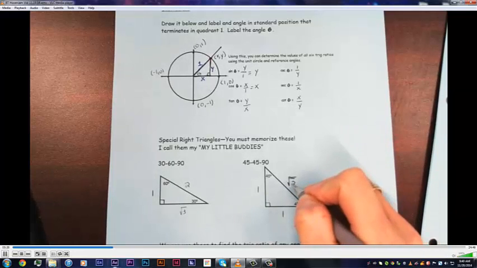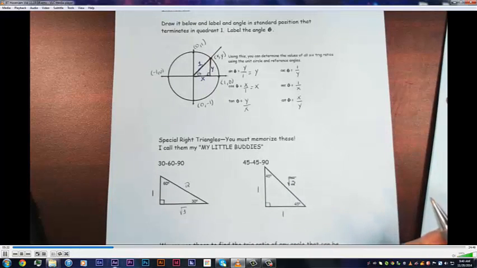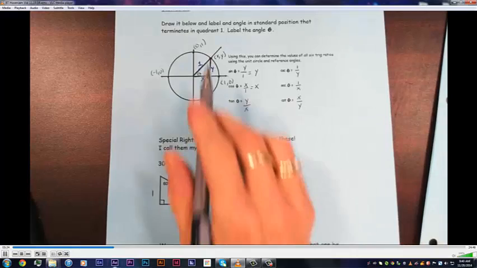Good, square root of 2. Can you see that? All right, let's go back up to the unit circle.